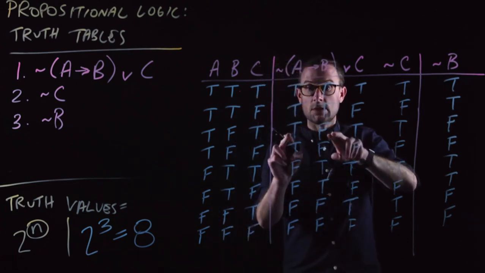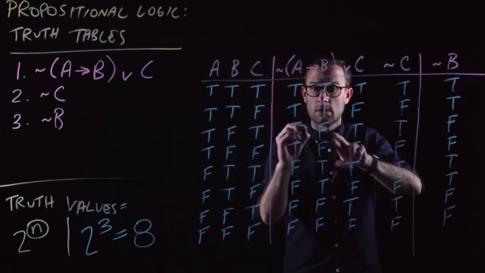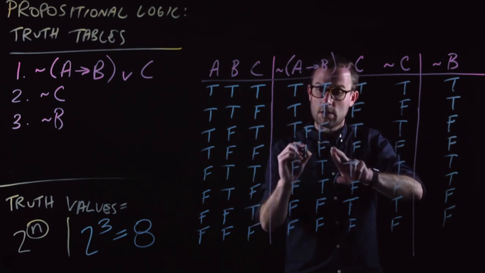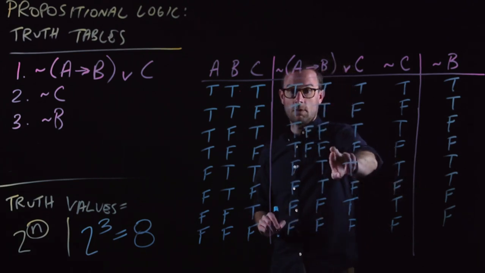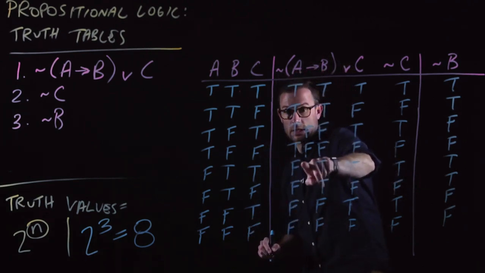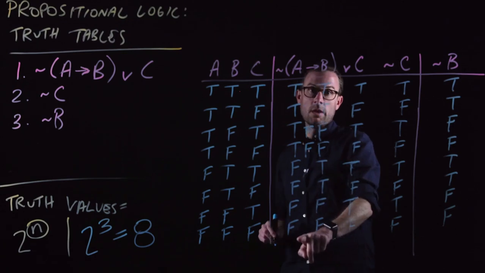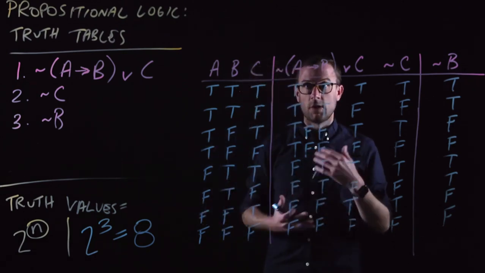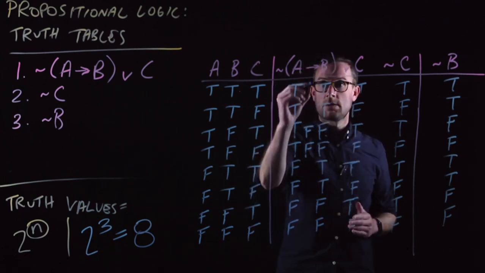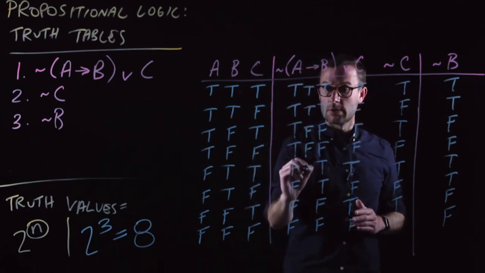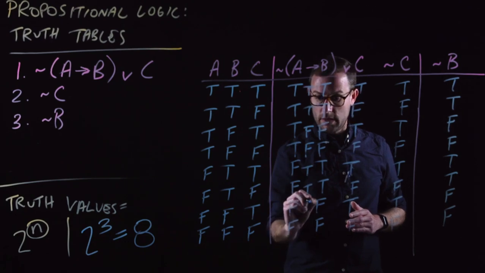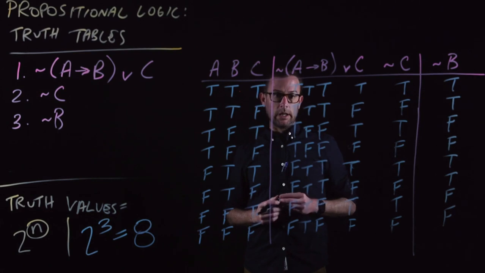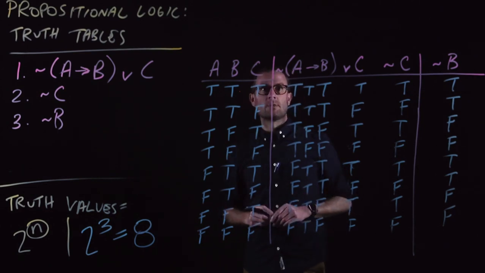Row 3, I see true antecedent, false consequent. So that is false. Similarly, row 4, true antecedent, false consequent. Now, looking in the subsequent rows here, I see only false antecedents. So I know that I'm not going to have a true-false anywhere else for the conditional here. So I'm just going to assign trues for all the rest of them, given that there's no longer any combination of true antecedents and false consequents.